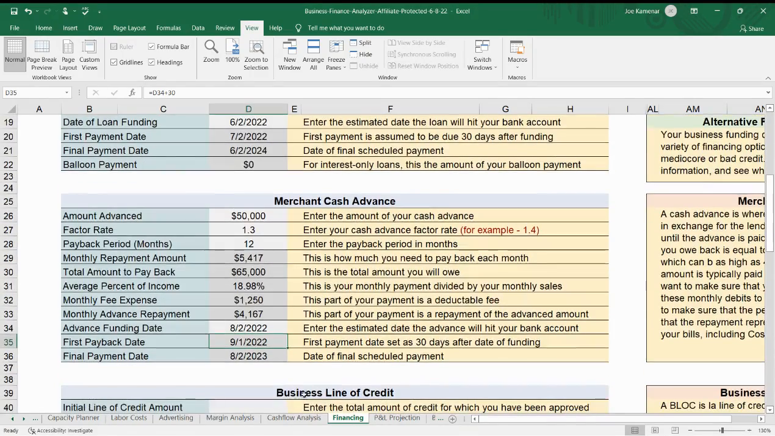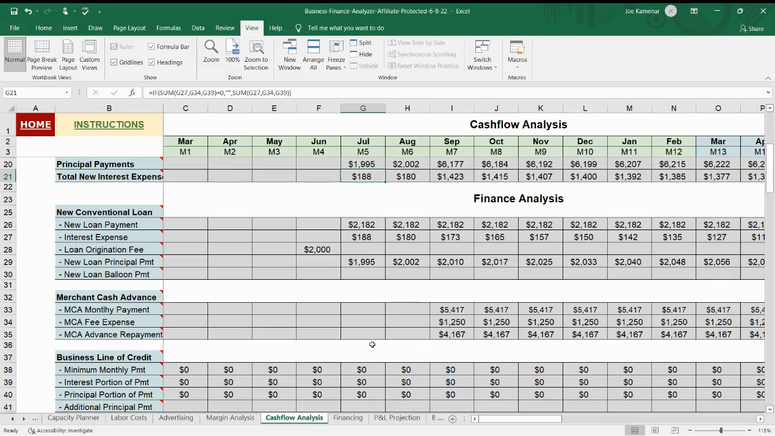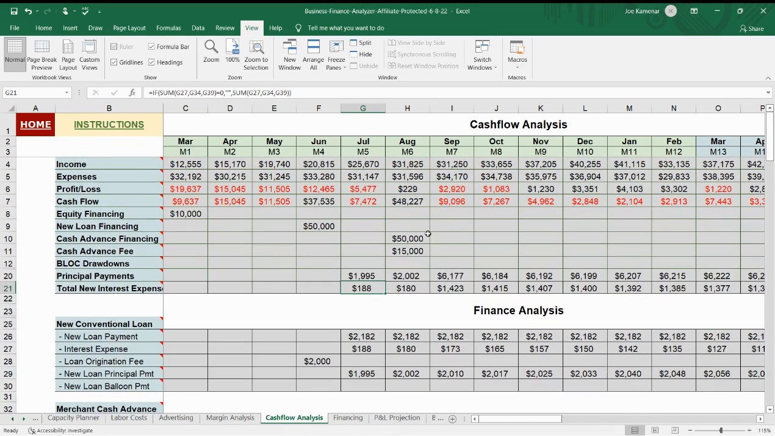So let's see what this means. If you go back to your cash flow analysis, you'll see this hit your tally here. So $50,000 cash advance fee, your principal payments, the summary of your principal payments, which again, the first payment starts the following month in September. So notice how it jumps to $6,000 in September because that's when that big number hits on paying back principal.